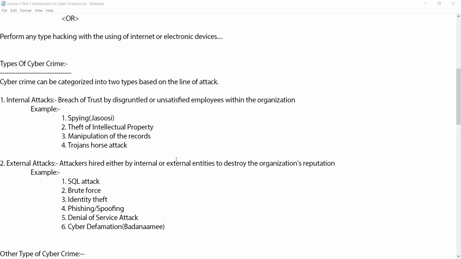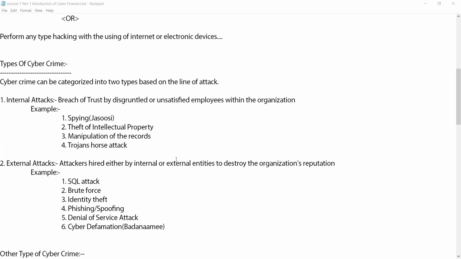So how it can be done, we will discuss that too. The next thing is identity theft. Identity theft is a type of attack in which the cyber criminal uses a different person's identity to enter an organization. So this is again a type of attack which is called identity theft.